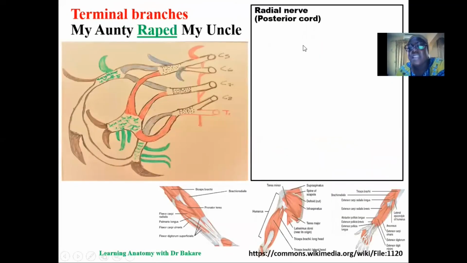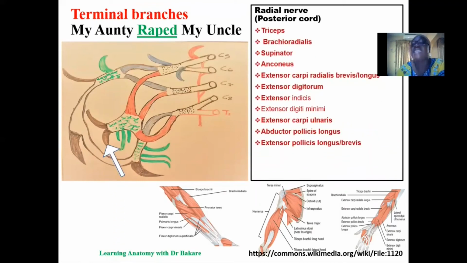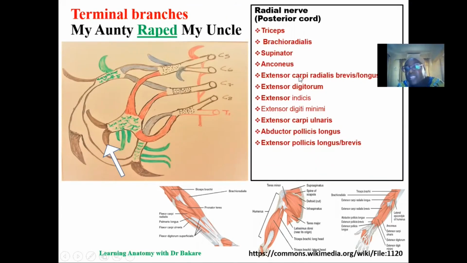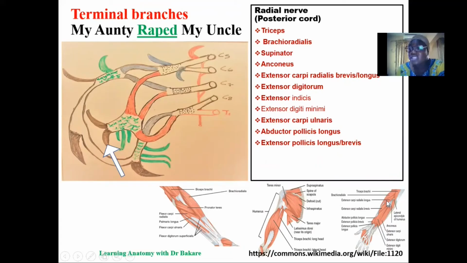The next nerve is the radial nerve, which is also a branch of the posterior cord, and this is the radial nerve. The radial nerve supplies the extensor muscles of the upper limb, seen in the posterior part of the upper limb, and this includes the triceps muscle. The triceps muscle is seen at the posterior part of the arm. Then we have the brachioradialis, which is seen at the lateral part of the forearm. Then we have the supinator. We have the anconeus muscle, which is seen at the posterior part of the elbow.